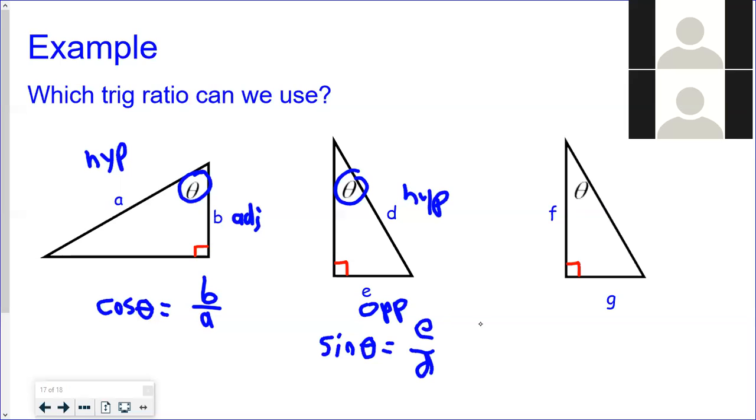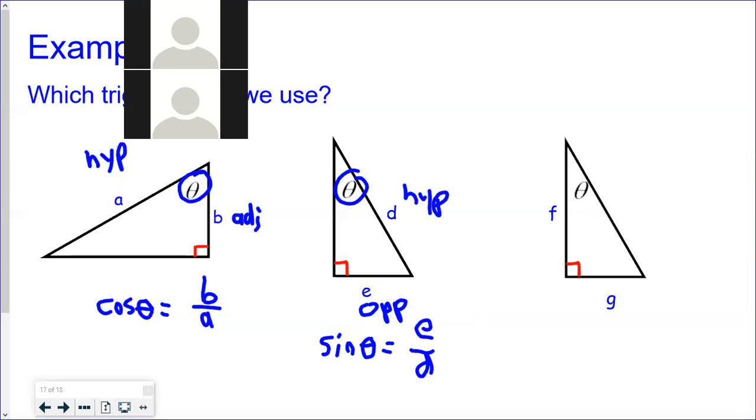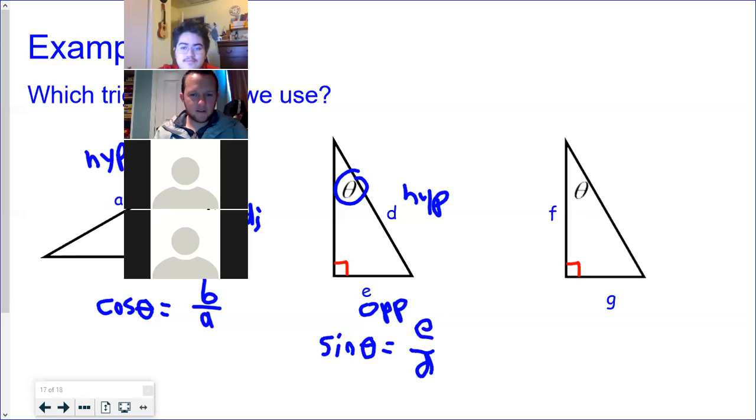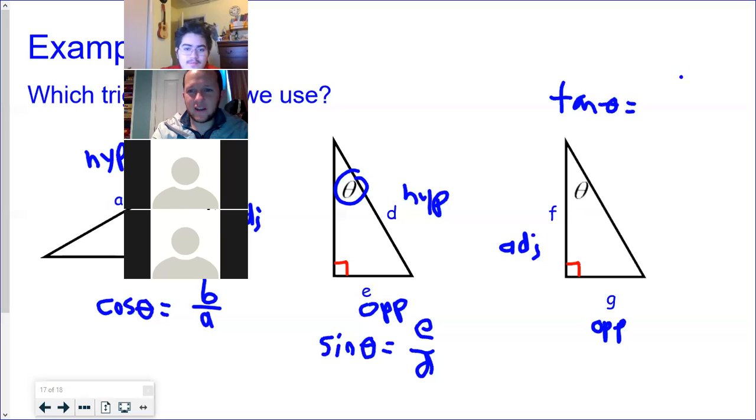And then last but not least, let's just have someone do this whole problem for me. All right, I'm going to just call him out. Parker J, this one's you. How do you do it? Tan is opposite over adjacent, so it'd be G over F. Tangent of theta is G over F. Thanks, Parker. And that is a wrap.